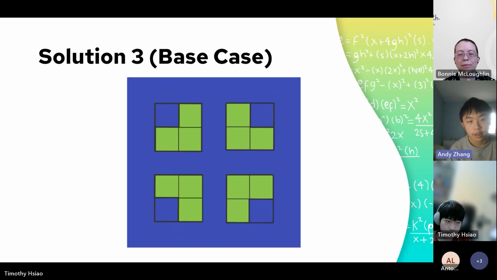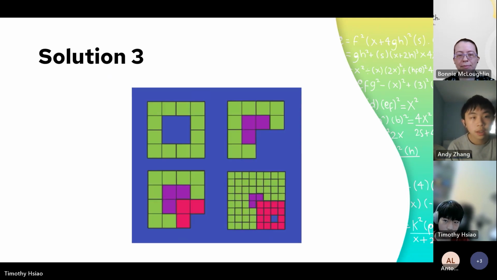The base case is starting with just n equals 2. And we can see that I can make any one square I want disappear, and I can still tile it. Next slide. So now the method is to show that, assuming n is true, so assuming that I can make any one square I want disappear, can I prove that the next power of 2 will work?